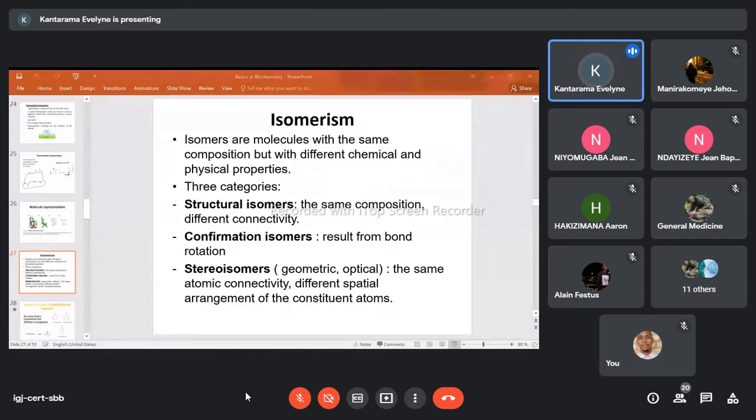Generally, there are three categories of isomers. We have structural isomers, where we have the same composition but different connectivity. We have conformational isomers, which result from bond rotation. We also have stereoisomers, where we have geometric isomers and optical isomers. They have the same atomic connectivity, but different spatial arrangement of the constituent atoms. Let's see one by one.